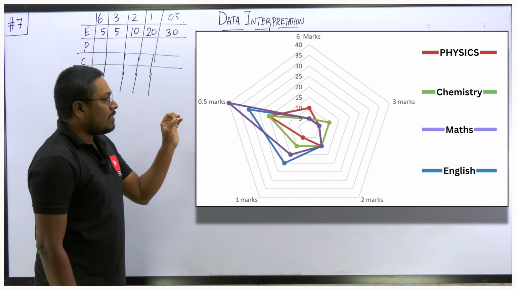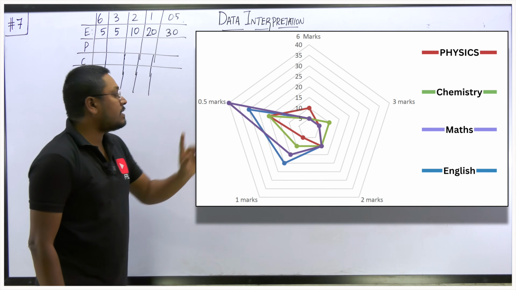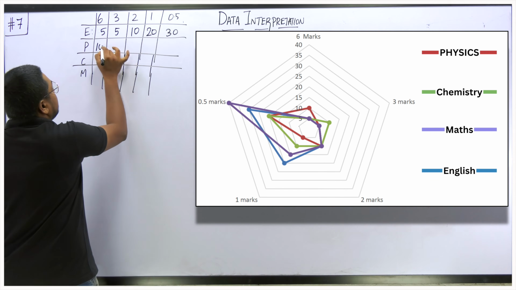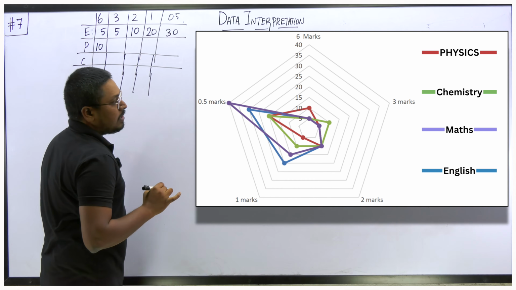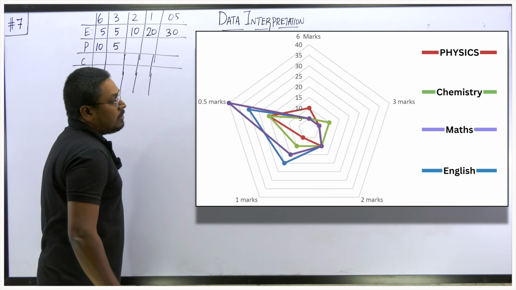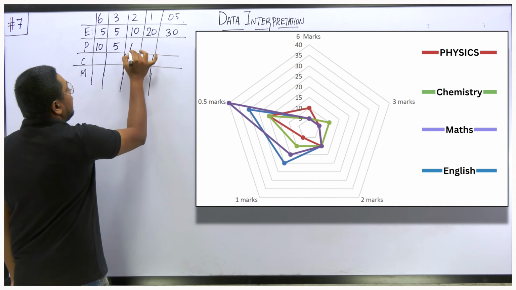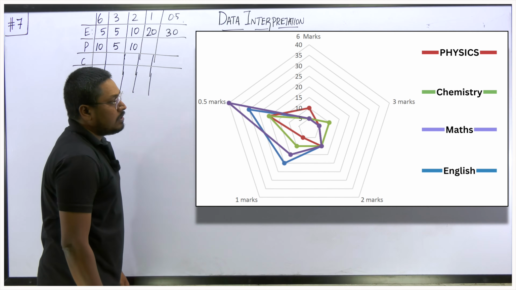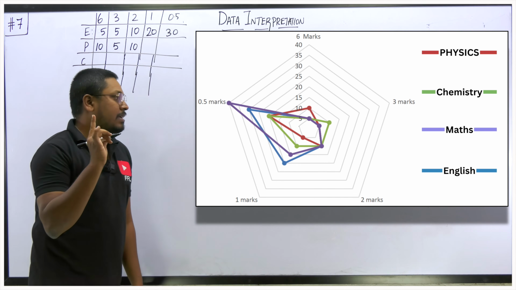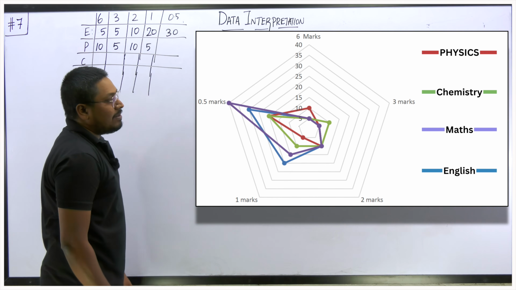So where is the dot? Second line is the dot, which is 10 question. So 10 question were asked from a 6 mark. So 6 mark, 10 question. What about 3 marks here? 5 question, right? So 5 question from 3 marks. And 2 mark question, it is in the second line. 10 question were asked from 2 marks. So again 1 mark question, it's in the first line itself, first pentagon itself. 5 question were asked from 1 mark.